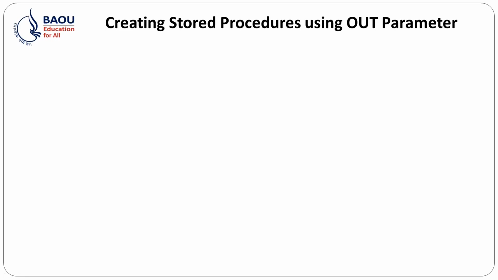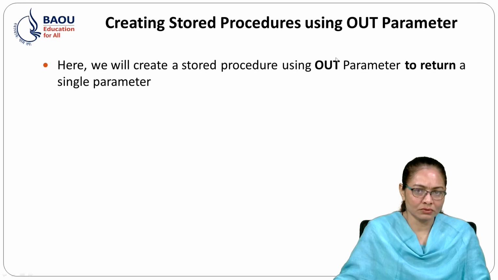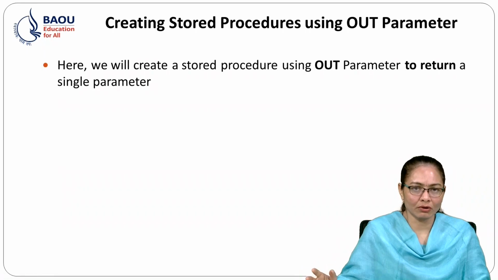Now next, how to create the stored procedure using the OUT parameter. Here we will create the stored procedure using the OUT parameter to return a single parameter. The OUT parameter is used to return the value. Same as IN is accepting the value from the calling side, OUT is returning the value to the calling function.